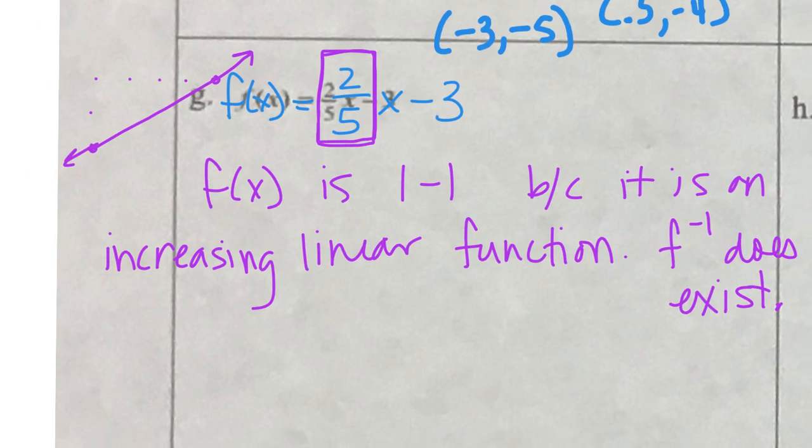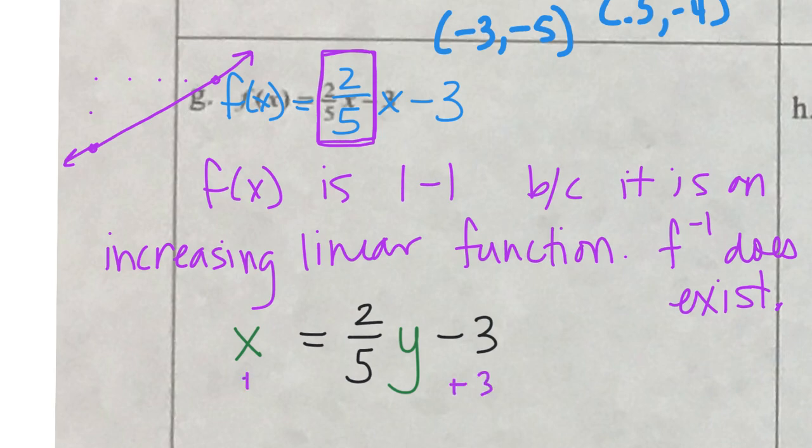Okay, so our steps are first, replace x and y. Everywhere we see an x, you're going to put a y, and everywhere you see a y, we're going to put an x. So x equals 2/5 of y minus 3. Now let's do our simple math. The simple math here says add 3 to both sides. So x plus 3 equals 2/5 times y.